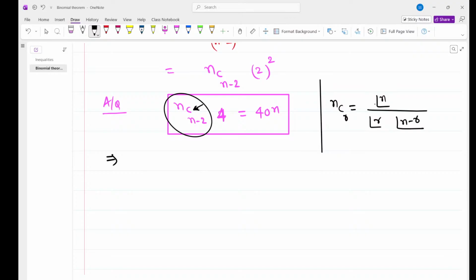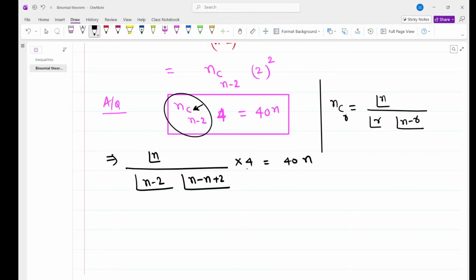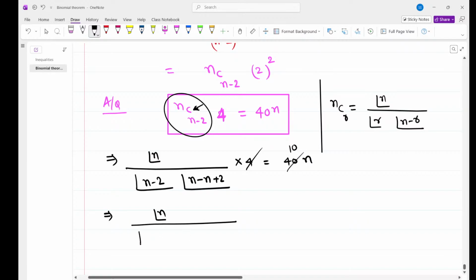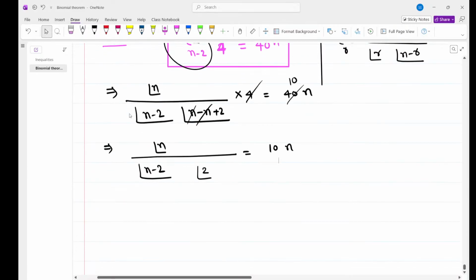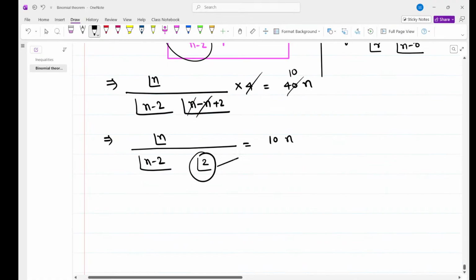So you should expand this C. You will write factorial n upon factorial r, upon factorial n minus r, so n minus n plus 2. And this times 4 is equal to 40n. So this 4 can cancel out with the 40, leaving 10 times. Now how can I solve this? Let me write factorial n upon factorial n minus 2. This can be simplified, factorial 2 is 2 only, so this equals 10 times n, isn't it?